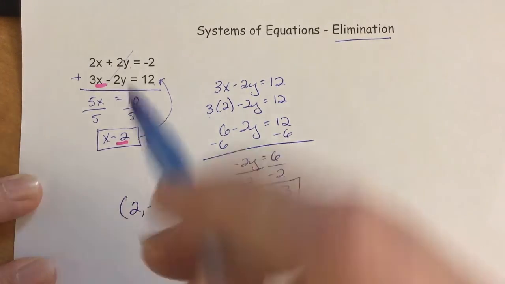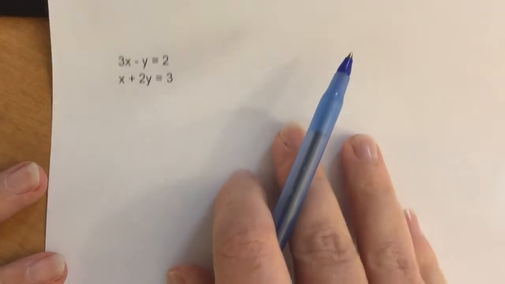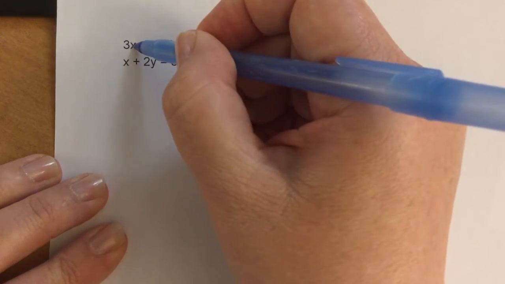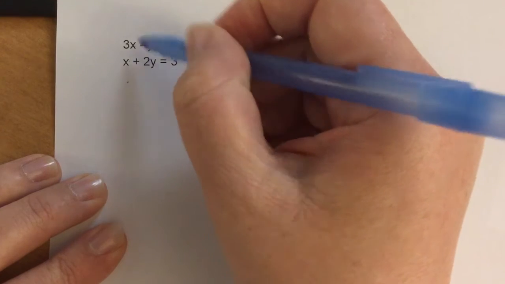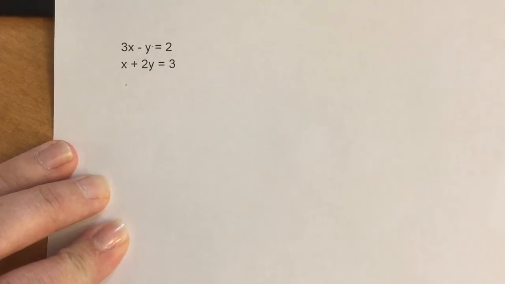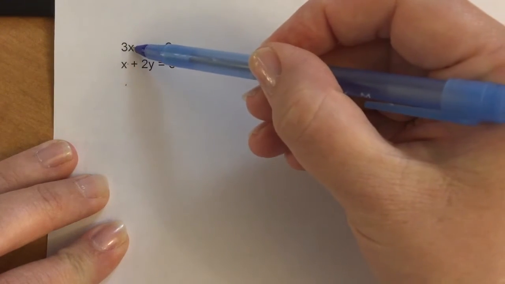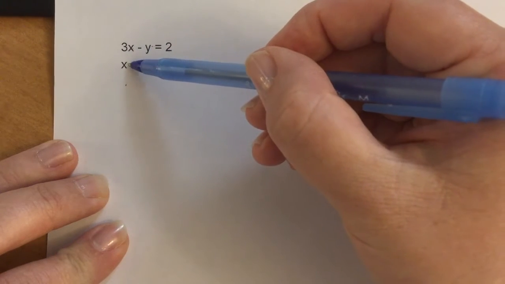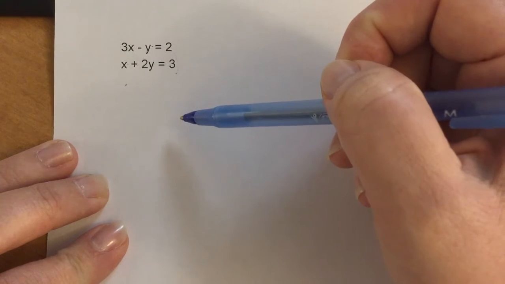Now unfortunately, it's not always so clean and set up for you. So you can get a problem like this, where when you add straight down, 3x and x would be 4x, negative y and 2y would be y. So neither one canceled out. So what you need to do is multiply one of the equations until something will cancel. So what that means is we have a 3x and an x. In order to get these to cancel, I would need this to be a negative 3x. So I could multiply the whole bottom thing by negative 3.